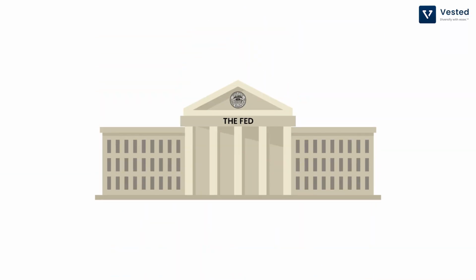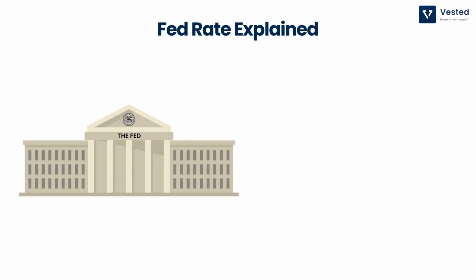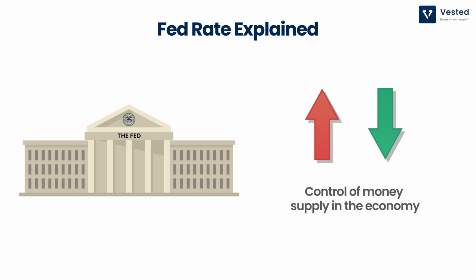The Fed, or Federal Reserve, is the central bank of the US. The Fed rate, also called the federal funds rate, refers to the rate at which banks in the US borrow or lend their excess reserves overnight to other banks. This rate is set by the Federal Open Market Committee, and the Fed typically hikes or reduces this rate to control the amount or the supply of money in the economy. So for today's video, we'll discuss 4 things that you should know about Fed rate hikes so that you can make better informed investment decisions.